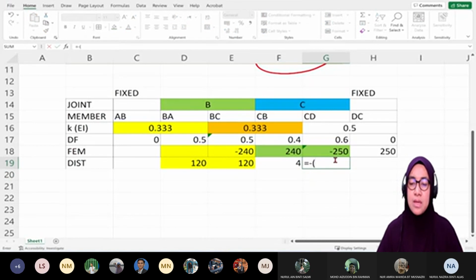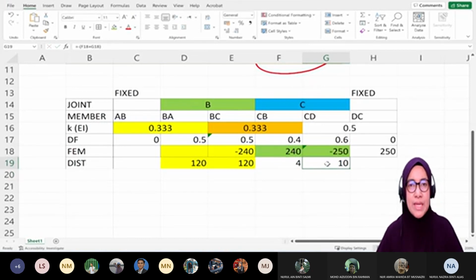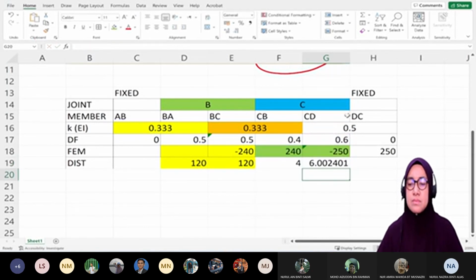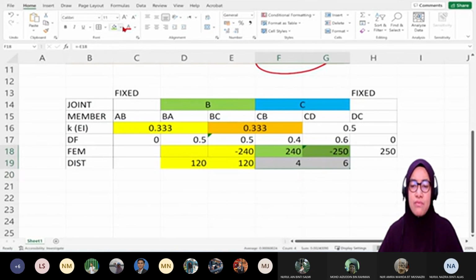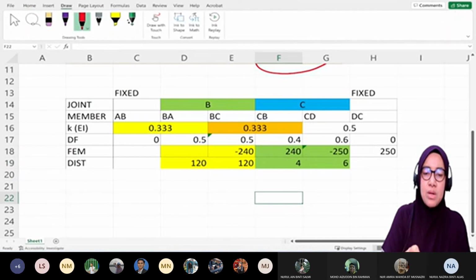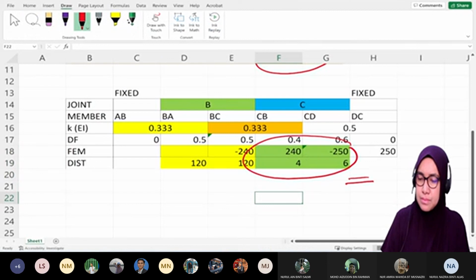Okay, again, join moment is 10. How we get 10? We get like this. Okay, join moment is 10. So this 10 times with distribution factor is 0.6. So, yang ni. It is equal to 6. And in total, these 4 values must equal to what?